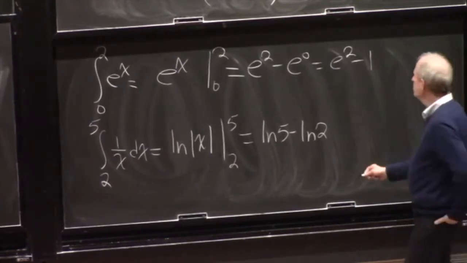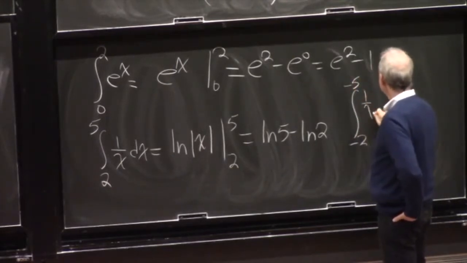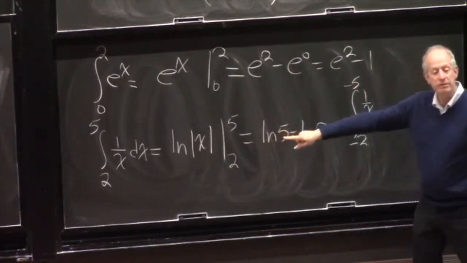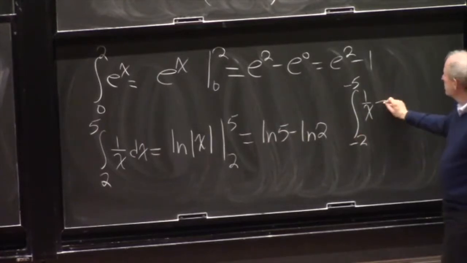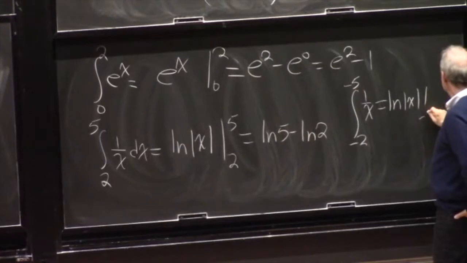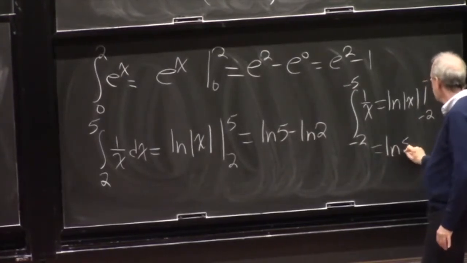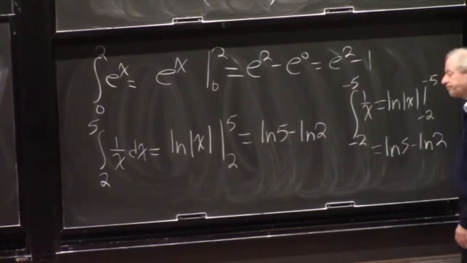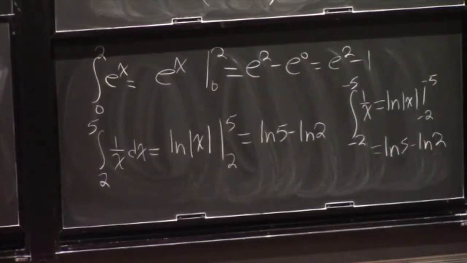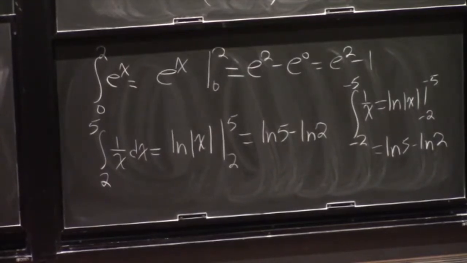Suppose I gave you the integral from -2 to -5 of 1 over x. Remember, it's absolute value. Okay? So this would be the log of the absolute value of x from -2 to -5. So again, it would be log 5 minus log 2. Okay? Yes? Can you leave it with the absolute value, like the absolute value of 5? Sure. It's not wrong.